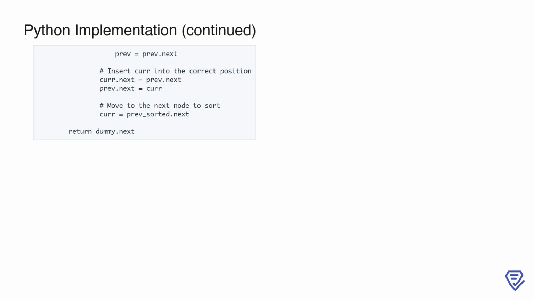Finally, we move the cur pointer to the next node to be sorted, which is now the node immediately following prev_sorted. The loop continues until all nodes have been processed. Once the sorting is complete, we return dummy.next, which is the head of the newly sorted list. This implementation ensures that the list is sorted in place, making it both space-efficient and easy to understand.